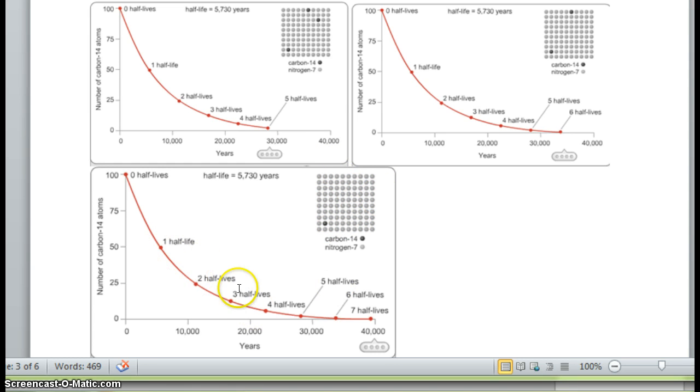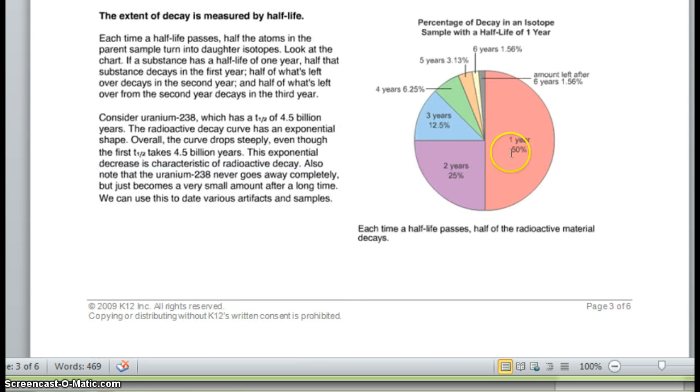Every time I have a half-life, it's another 5,730 years. I take how much I have, I divide it in half. So 100 divided by 2 is 50. Divided by 2 is 25. Divided by 2 is about 12. Divided by 2, 6. Divided by 2, 3. Okay, now you can't have half an atom, so you can't have 1.5 atoms, so you have 2 atoms left. Divide it in half, you have 1 atom left. This is just a pie chart, which really shows that the first half-life, you go down by 50%. The second half-life, it's 25% of the original. You go down, go down, go down, go down.